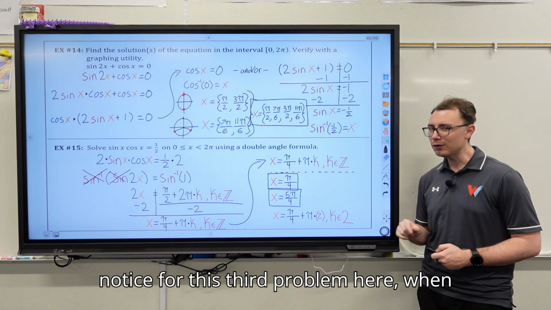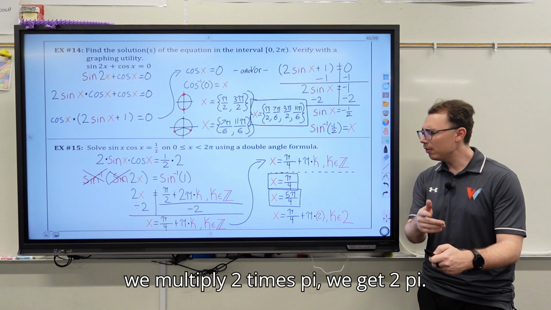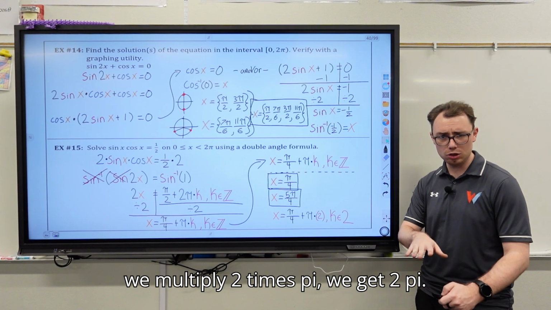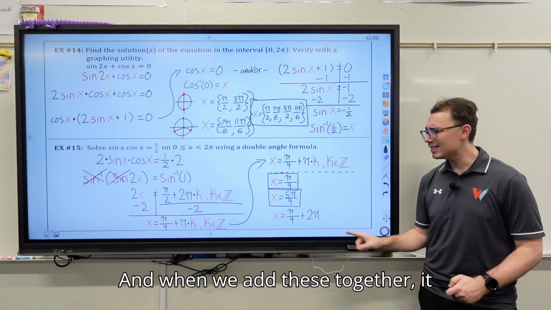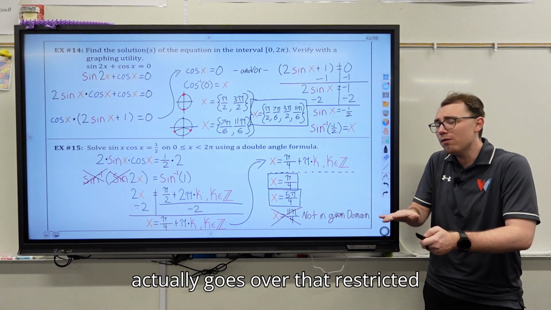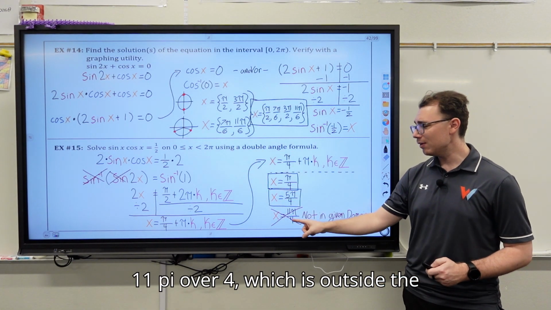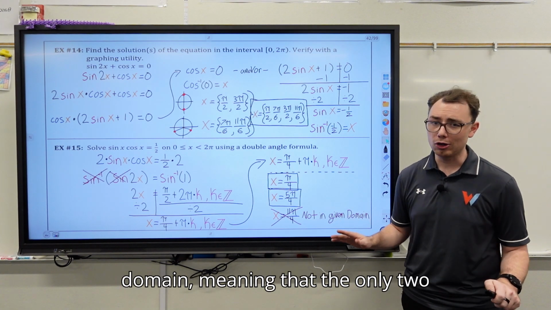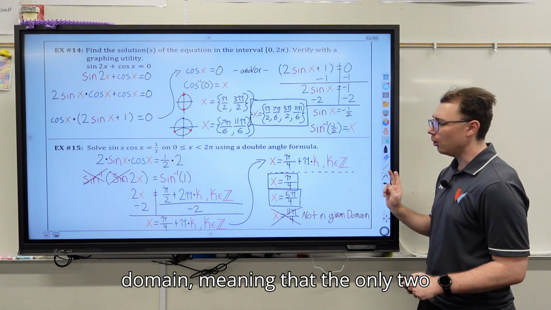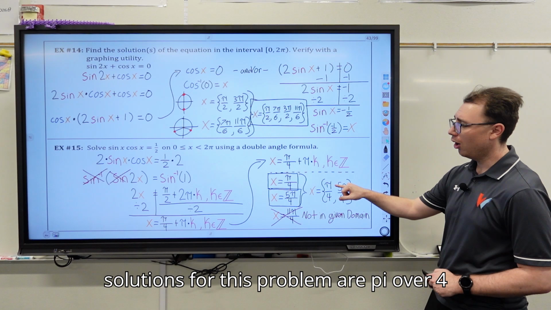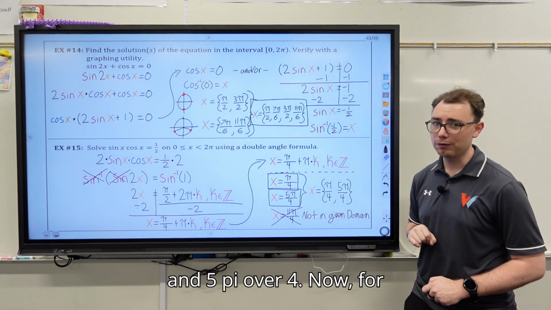But notice for this third problem, when we multiply 2 times pi, we get 2 pi. And when we add these together, it actually goes over that restricted domain given to us. So we get 11 pi over 4, which is outside the domain, meaning that the only 2 solutions for this problem are pi over 4 and 5 pi over 4.